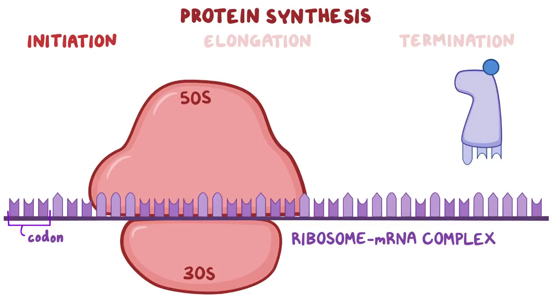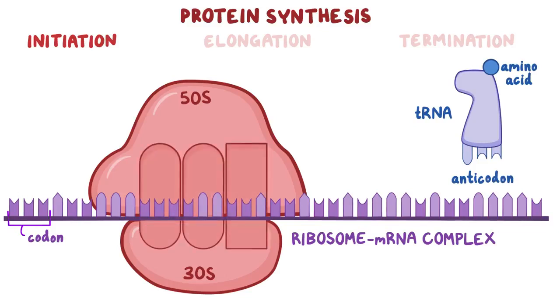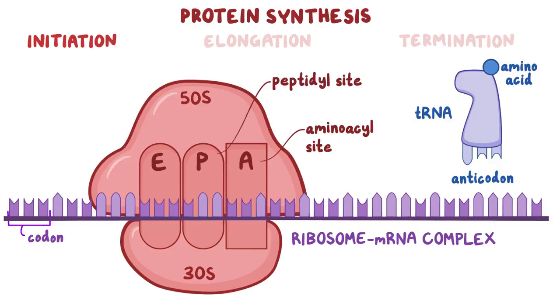Transport RNA, or tRNA, carrying different amino acids can bind to these codons with their matching anticodons. The complete ribosome mRNA complex has 3 sites where the tRNA can enter and bind. These are called the A, or amino acyl site, the P, or peptidyl site, and the E, or exit site.